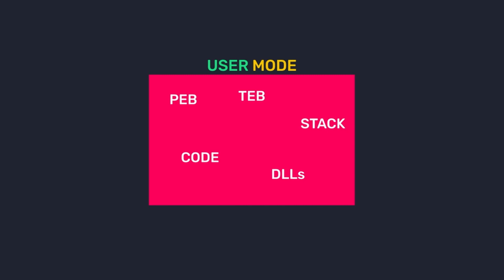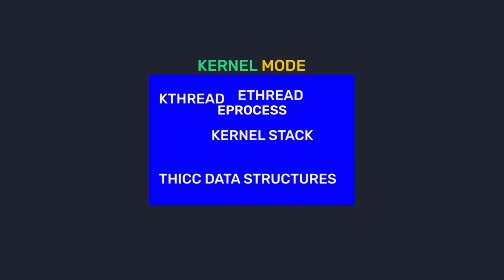As discussed in the previous video, the user mode address space is reserved for mapping non-critical information related to a process, including the process environment block, the thread environment block, function arguments, and code. The kernel mode address space is allocated to store more crucial information like the handle table, the KEPROCESS data structures, and more.